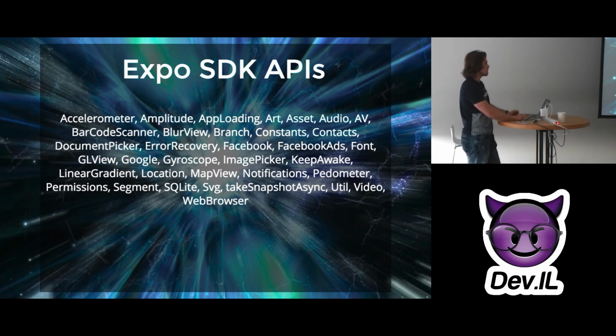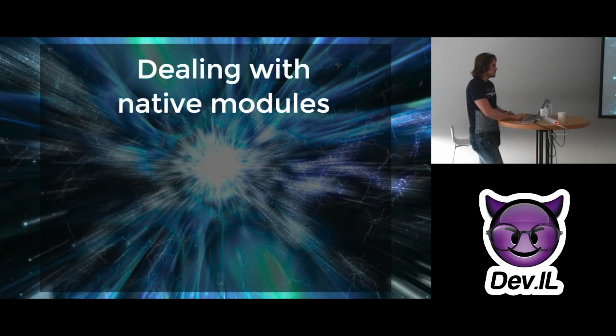Expo SDK also will give you a lot of native SDK. So if you use Exponent, you also have gyroscope, and you have Google login and Facebook login, and you have permissions and accelerometer and pedometer even, I think. Yeah, we have pedometer, so you can measure steps, and you have lots of things, video and SVG and stuff like that. But eventually, we will want to deal with native modules.